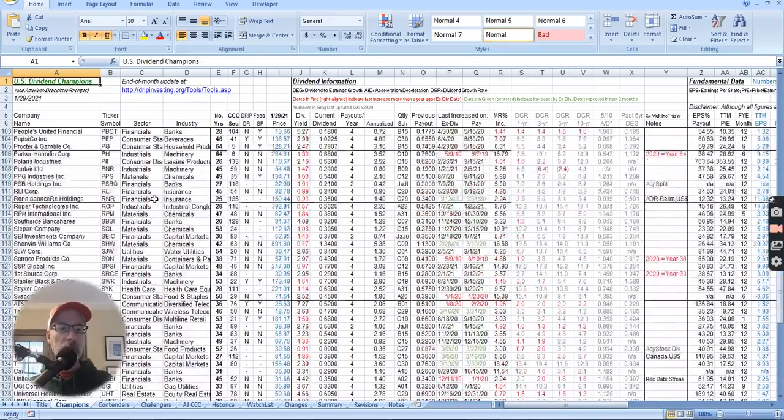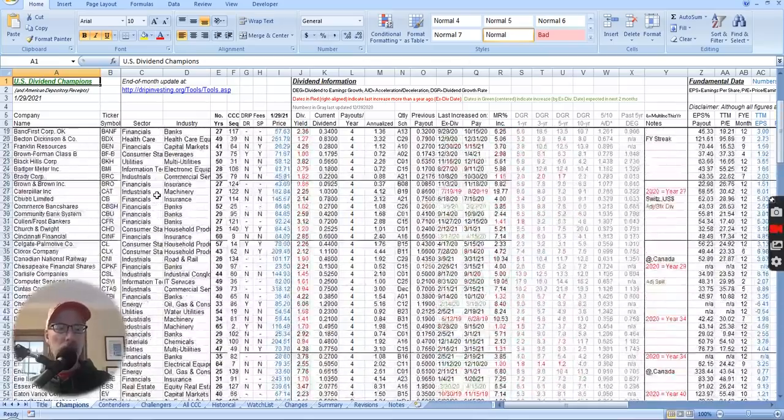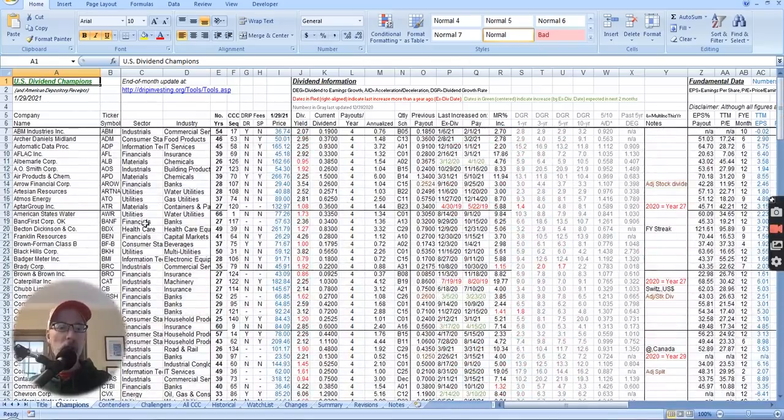Now, there's another thing that you can do. They're called the Dividend Kings. Dividend Kings are companies that have raised their dividends for at least 50 years in a row. What you can do is look in column E here. It says the number of years, and that tells you how many years they've raised their dividends.